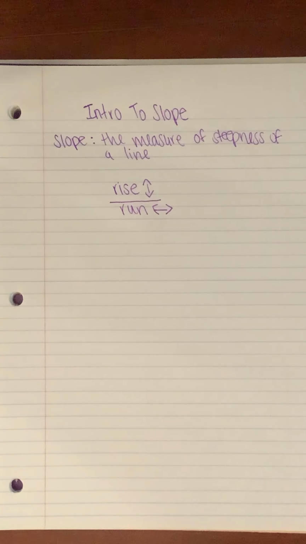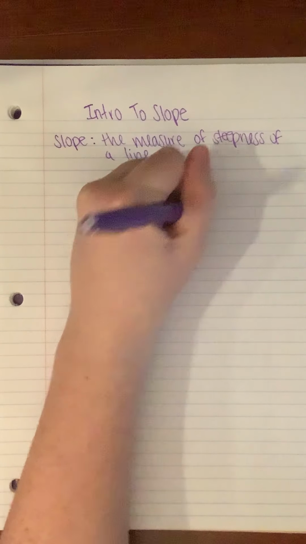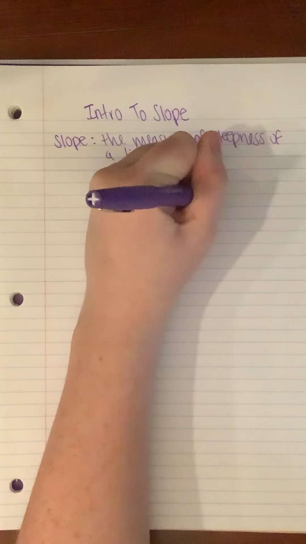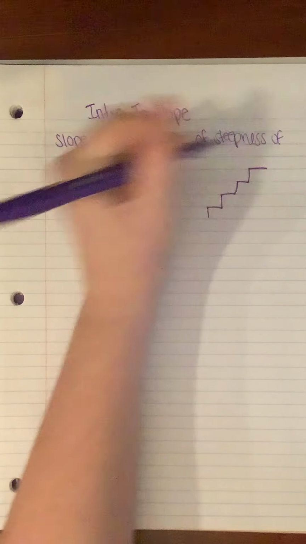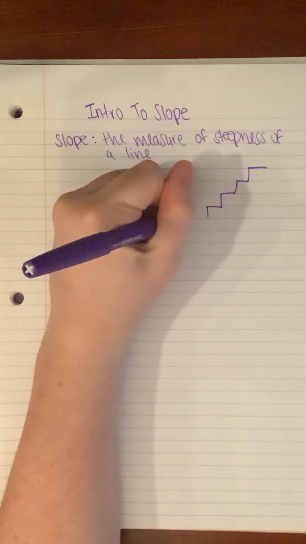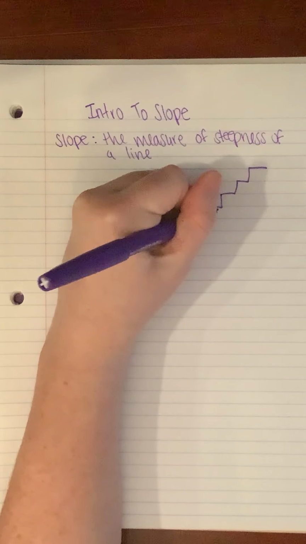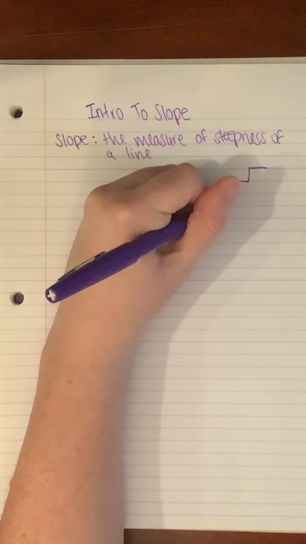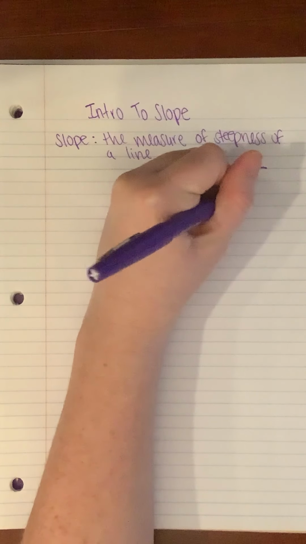Well, think about it. It's like stairs, right? When you go upstairs, you go up the stair and then over. Up the stair and over. You guys see my stairs? Where going up was the rise and going over was the run. Rise, run, rise, run.